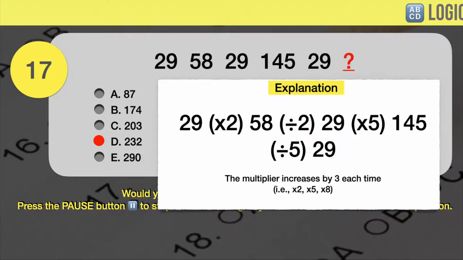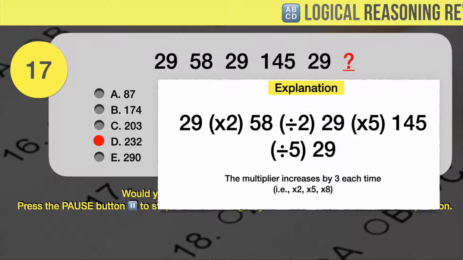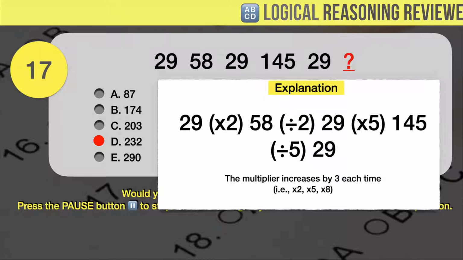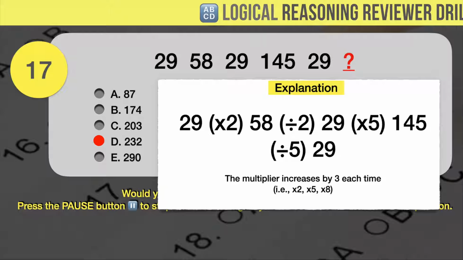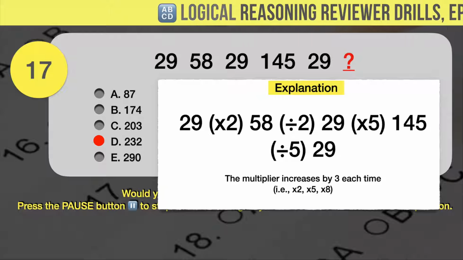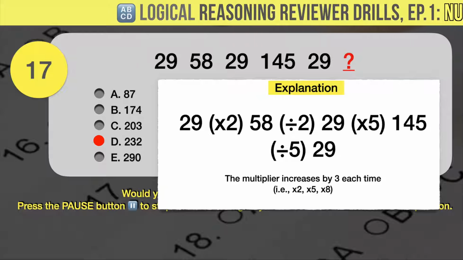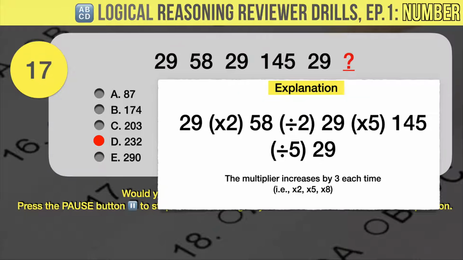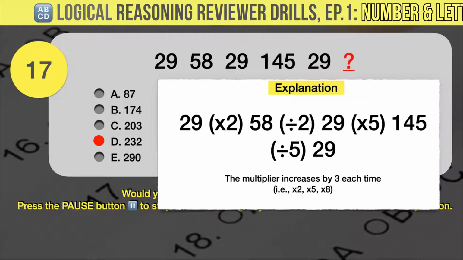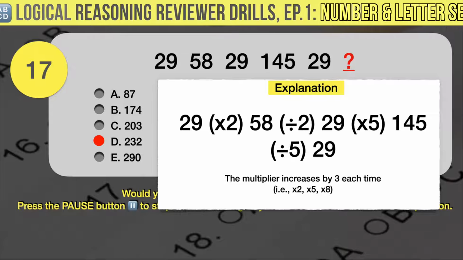The sequence goes like this. 29 times 2 equals 58. 58 is then divided by 2 to bring it back to 29. At this point the multiplier is increased by 3, that is, from 2 to 5. 29 times 5 equals 145. 145 is divided by 5 to bring it back again to 29.